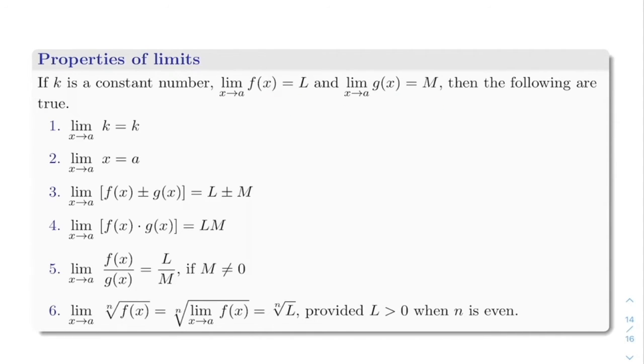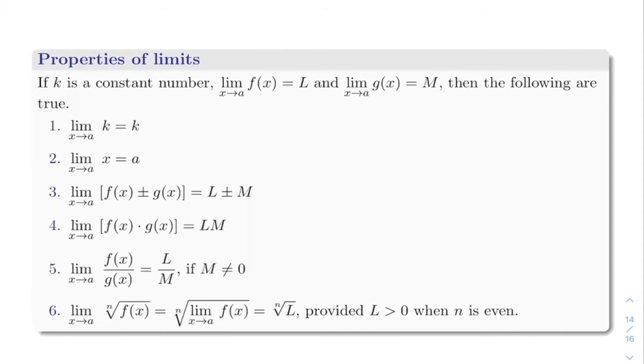So the properties are the following. The first one is that the limit of a constant function when x goes to a is equal to the same constant. The second one says that the limit of the function x when x goes to a is equal to a. The third one, it's a combination of two properties, which says that the limit of the sum of two functions will be equal to the sum of the two limits. And the same goes for the difference of two functions. So the limit of the difference of two functions will be the difference of the limits. That's why we use this plus minus sign at the same time.